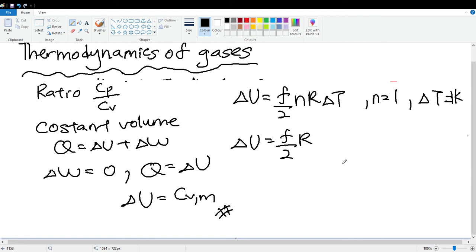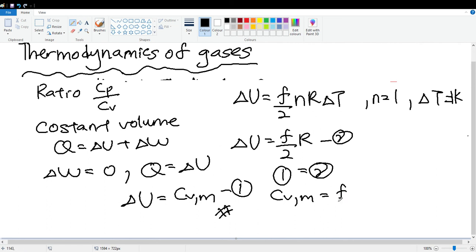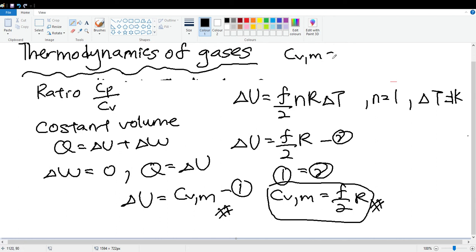So what we can do is equate both sides, so 1 is equal to 2. My CVM is equal to F over 2 R. This is the information that I need. Let me write it here: F over 2 R. Let me erase all this.